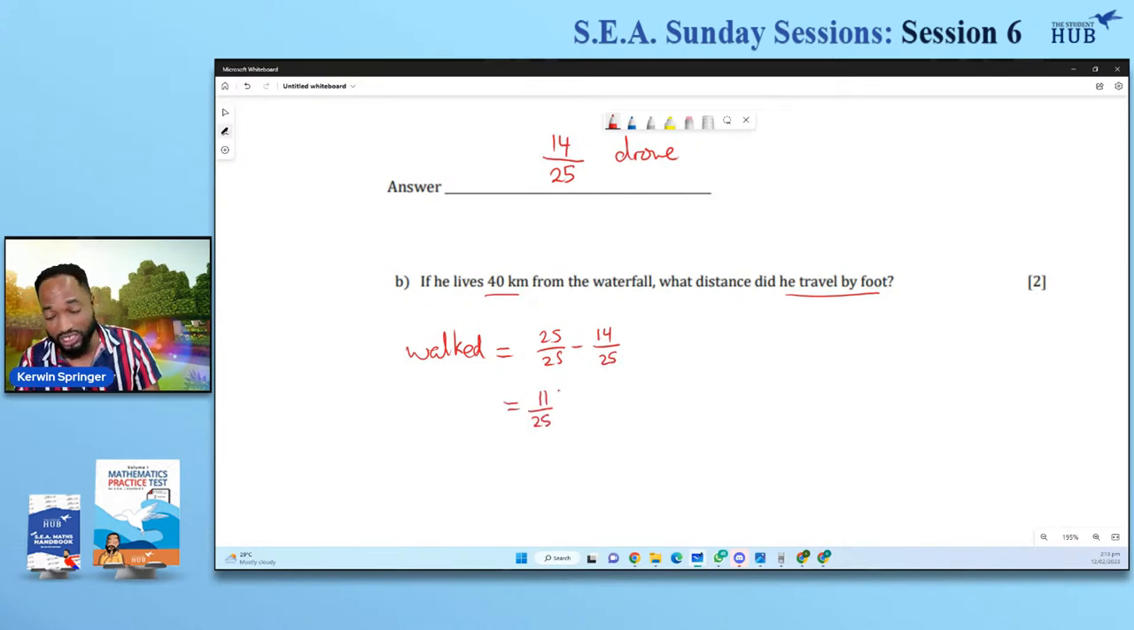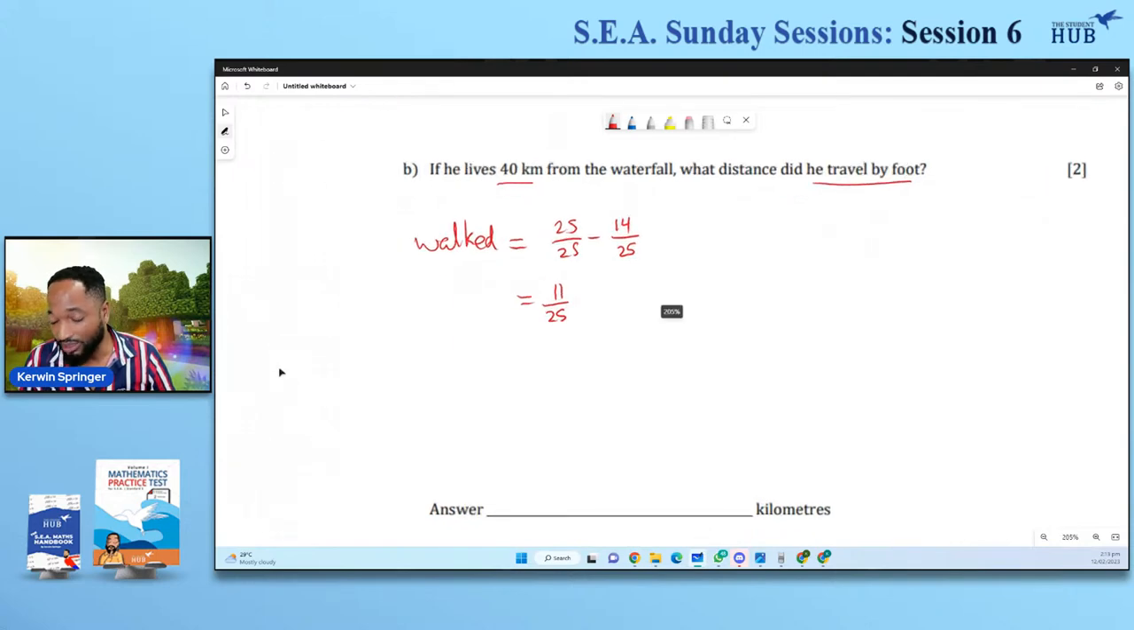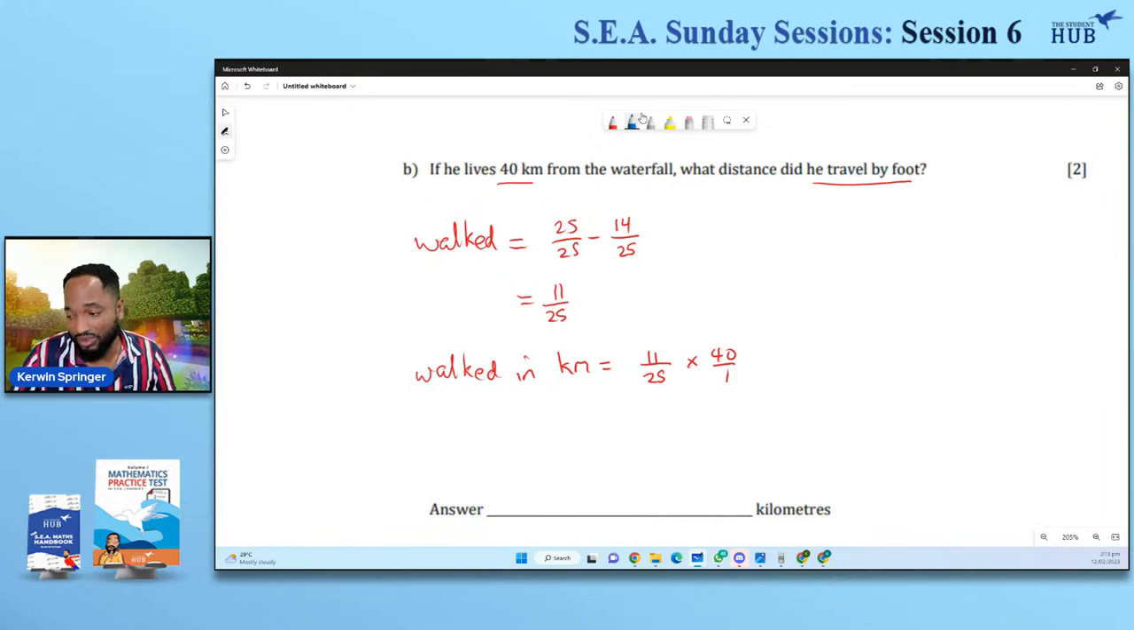So now that we know he walked 11 out of 25 of the journey, we can say, in terms of distance, he walked in kilometers 11 out of 25 multiplied by 40 over 1. Y'all seen that? It's sounding like we might end up with some decimals here. So 25 into 25, 1. And 4. I don't want to go 25. Maybe I can consider this as 400. And 25 into 8, it will be 4 by 4, 16, 1.6. And then multiply by 11.